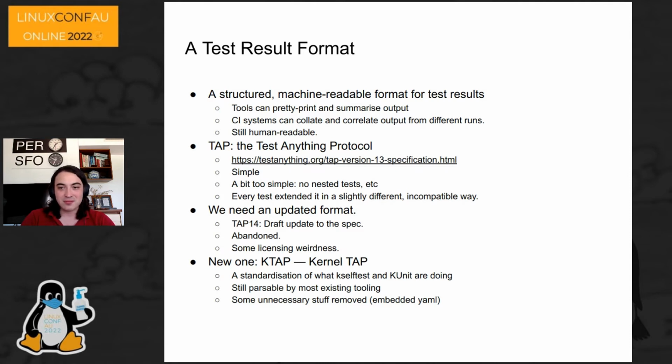In KUnit's case, we found a draft version 14 of the TAP spec that had nested test support and implemented something that was almost but not quite that, and tried to convince everyone to use it. It turns out nobody liked TAP 14, even the people who made it. It was abandoned at some point. The actual spec text was under a slightly weird license. It was not a great base to build off.